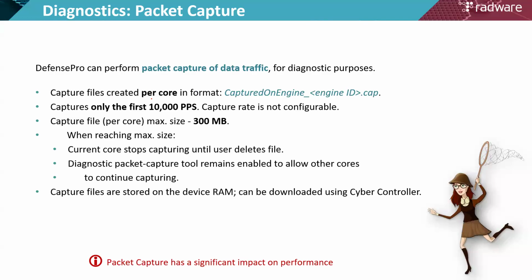Some important things: captured files are created per core, and the format is PCAP. It captures only the first 10,000 packets per second, and the maximum size can be 300 megabytes.